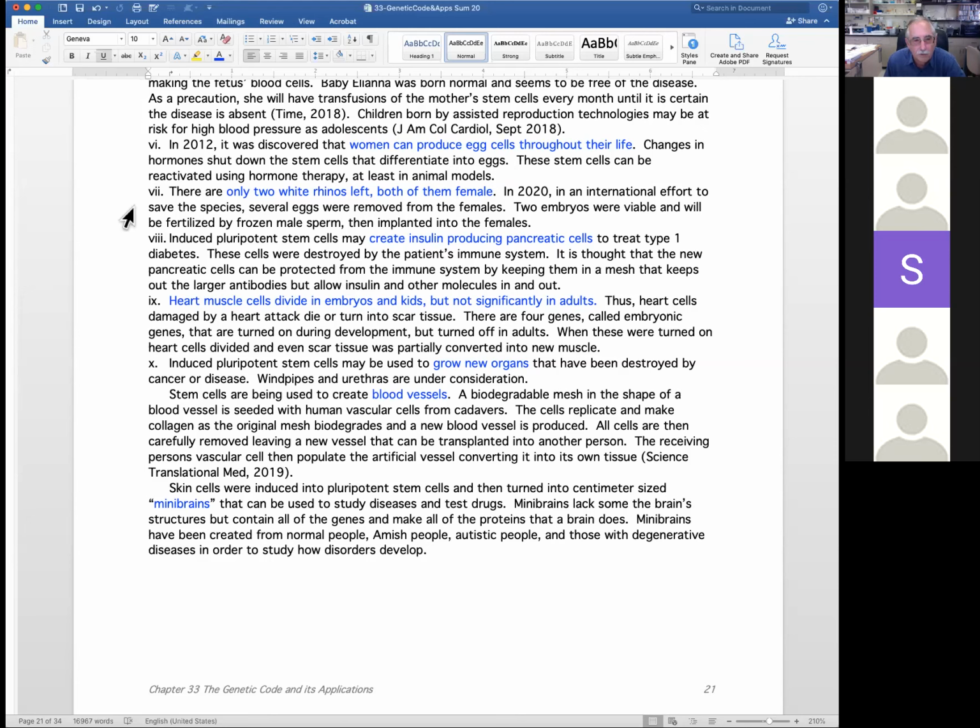And this is kind of important because there's only 2 white rhinos left. Both of them are female. And so they're trying to do a similar type of thing. They froze male sperm before the last male died. So they're trying to keep that species alive.